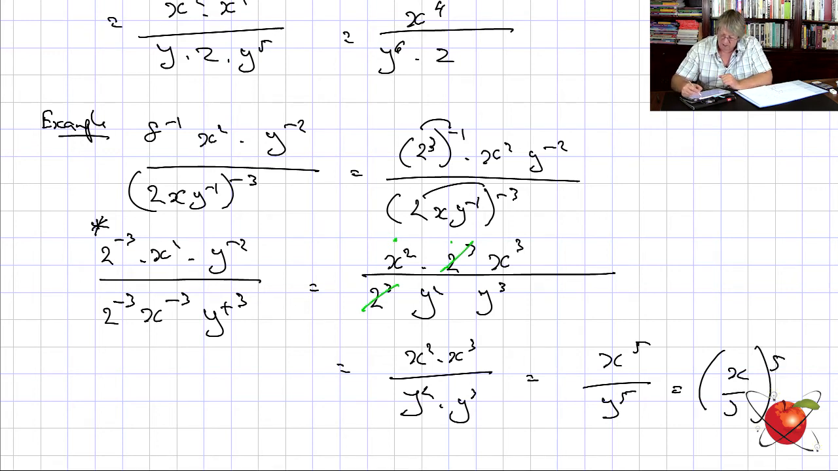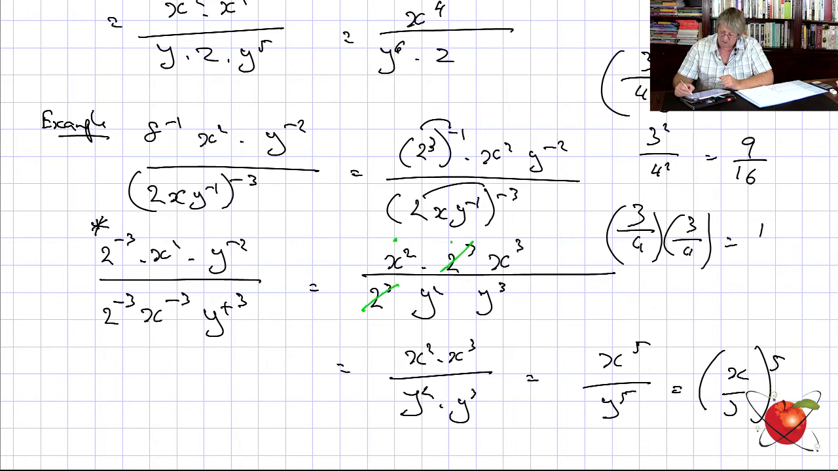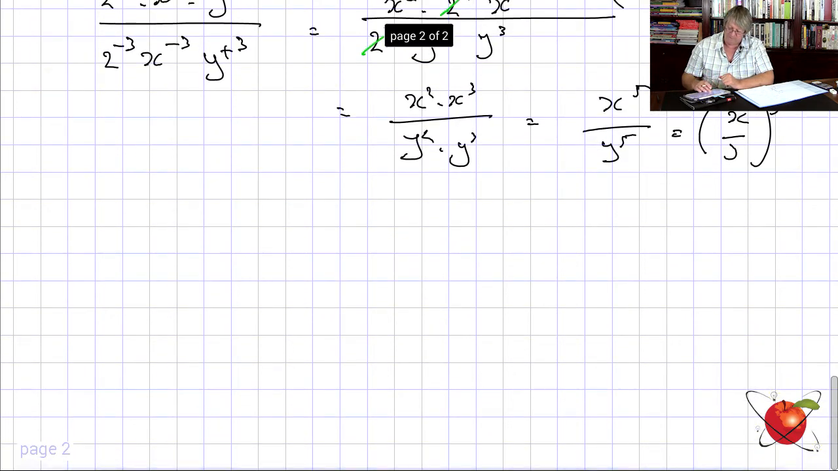Because remember, 3 over 4 all squared is 3 squared over 4 squared, which is 9 over 16. Let's have a look. That is basically 3 over 4 times itself, which equals 9 over 16. So I've just simplified that down like that, which you may do.